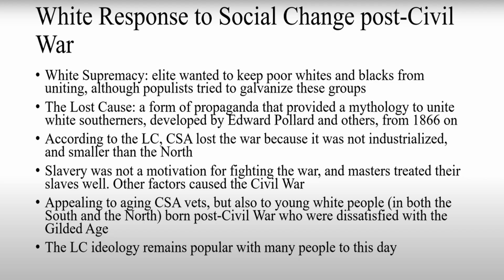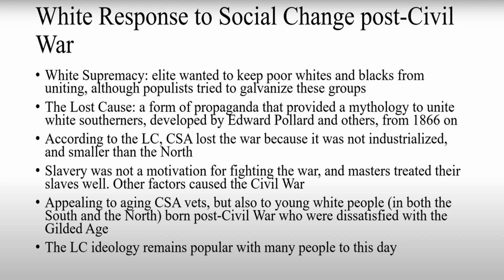But it also appeals to a lot of young white people in the South who don't remember the Civil War, people like Henry Grady. It also appeals to a lot of young white people in the North who want to find an explanation for why the Civil War happened. And the Lost Cause's condemnation of Northern industrial interests really is going to resonate in the Gilded Age with white Northerners that are upset at the big business leaders like John Rockefeller and Andrew Carnegie.